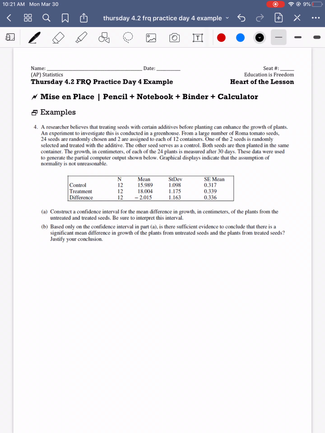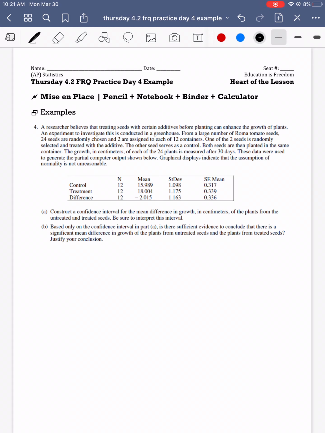plants. An experiment to investigate this is conducted in a greenhouse. From a large number of tomato seeds, 24 seeds are randomly chosen and 2 are assigned to each of 12 containers. One of the 2 seeds is randomly selected and treated with the additive. The other seed serves as a control. Both seeds are then planted in the same container. The growth in centimeters of each of the 12 plants is measured after 30 days.